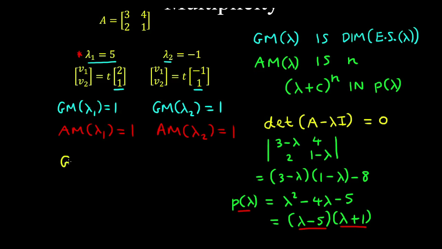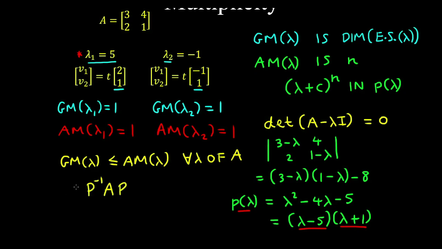Now the geometric multiplicity of an eigenvalue is less than or equal to the algebraic multiplicity for every eigenvalue of A. And also A is diagonalizable if and only if the geometric multiplicity of an eigenvalue is equal to the algebraic multiplicity for every eigenvalue of A.